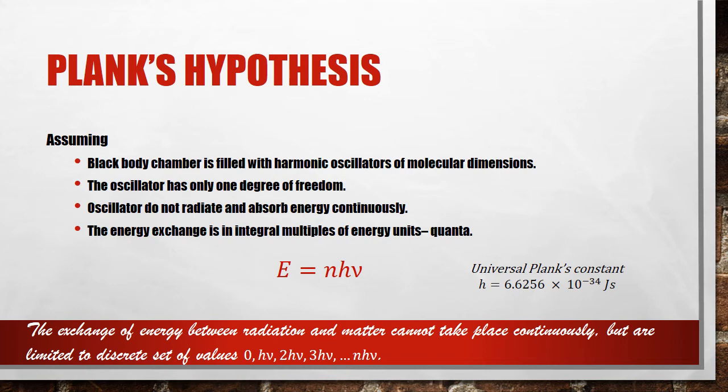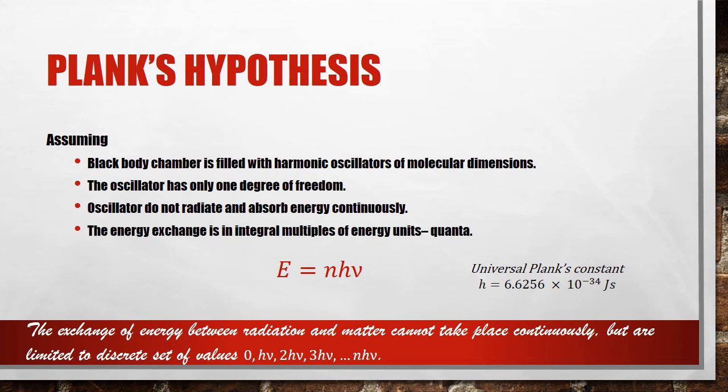And since they were molecules, they had only 1 degree of freedom. That is his second assumption. And going to the third assumption, Planck said that the black body radiator chamber contains some oscillators, and these oscillators can vibrate only in specific frequencies. As I've already said, they can oscillate only in specific frequencies. Therefore, they can radiate energy only in specific frequencies and not continuously.